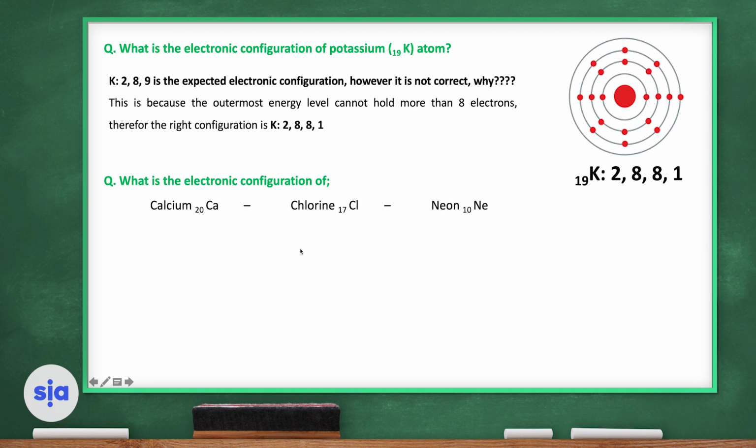What is the electronic configuration of calcium, chlorine, and neon? Calcium, 20 electrons and protons, 2 in the first level, 8 in the second, 8 in the third, so K, L, M, and then 2 in the outermost energy level. Chlorine with 17 electrons, 2, 8, 7. Neon, 10, 2 and 8. Note that the noble gases always have their outermost energy level saturated with electrons.